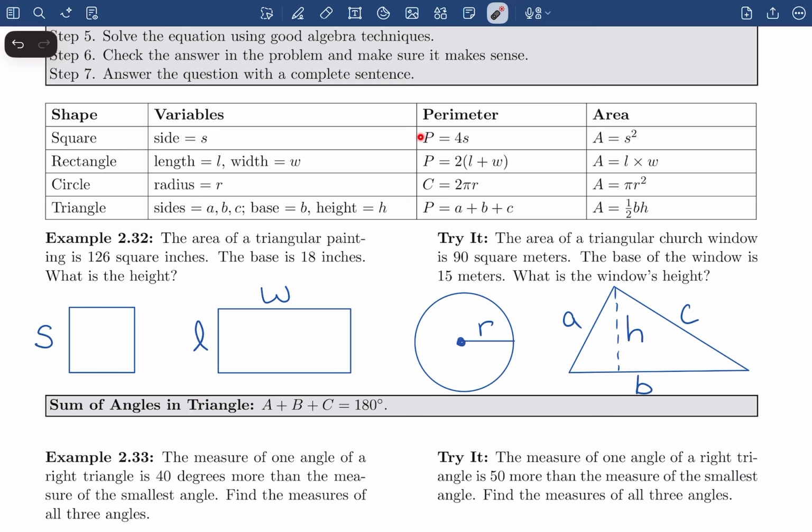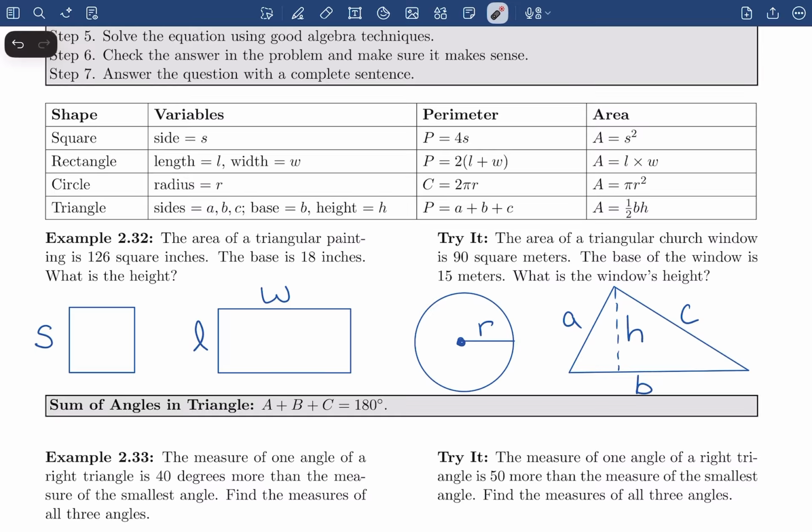Now, if we're talking about its perimeter, then it's 4 times S because there are 4 side lengths added together. They are equal, so 4 times S. And if you want to find the area of the square, you multiply the side length times the side length, right? S times S, that's S squared. So you need to know the perimeter and area formula of a square.